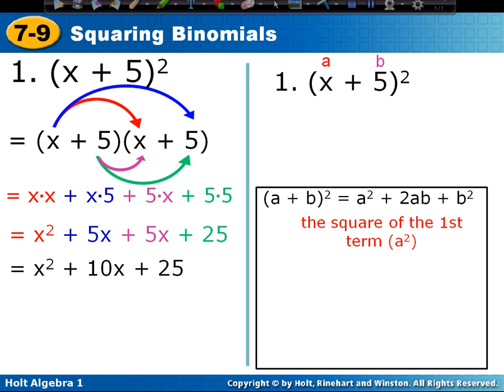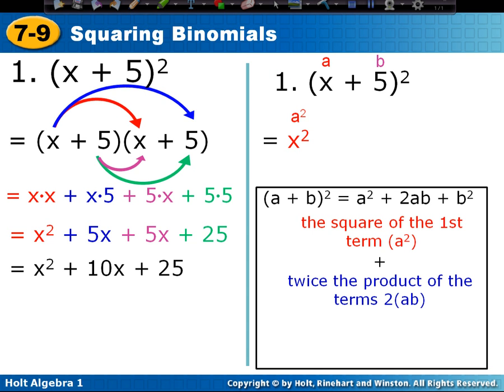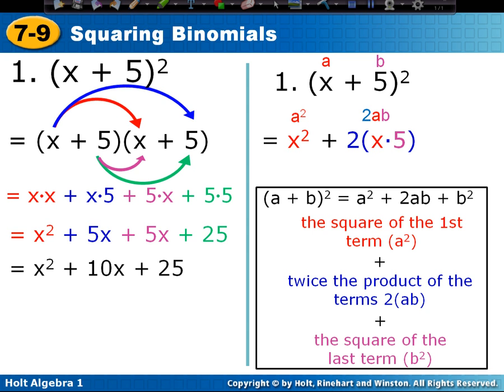So we're going to square the first term. We're going to take the first term right here, which is x, and we're going to square it. So we're going to say x squared, which is the same thing as the a squared part. And then twice the product of a times b. So basically we're going to say plus 2 times both the first and second term here. So 2 times x times 5. And then finally we're going to square the last term. So we're going to take this last term, this 5, and square it on the end.